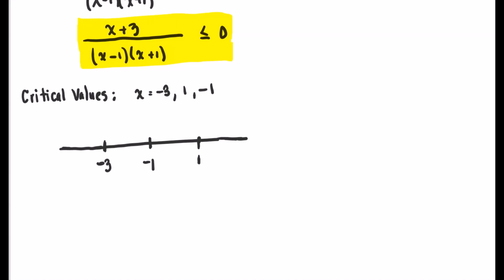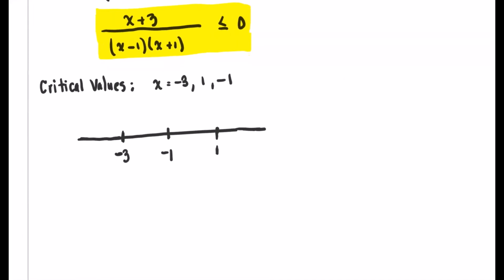So I'm substituting negative 4 into the inequality. So I would end up with a negative in the numerator position. And then in the denominator position, notice I would get a negative times a negative. Well, a negative divided by a positive is negative, so that is less than or equal to 0. So that means that this is a solution region. This is a true statement.